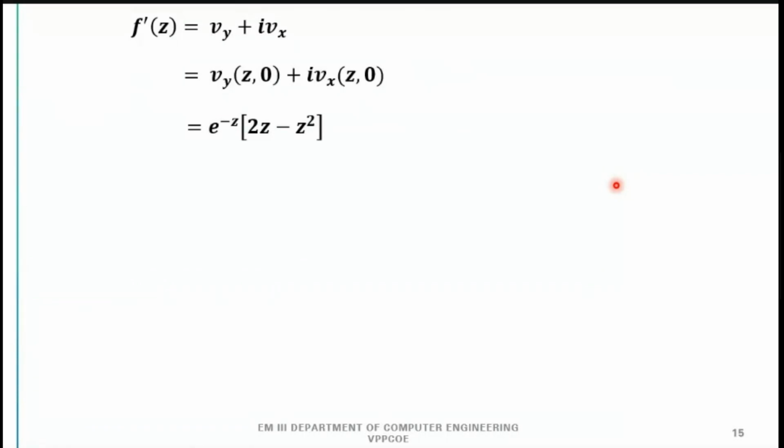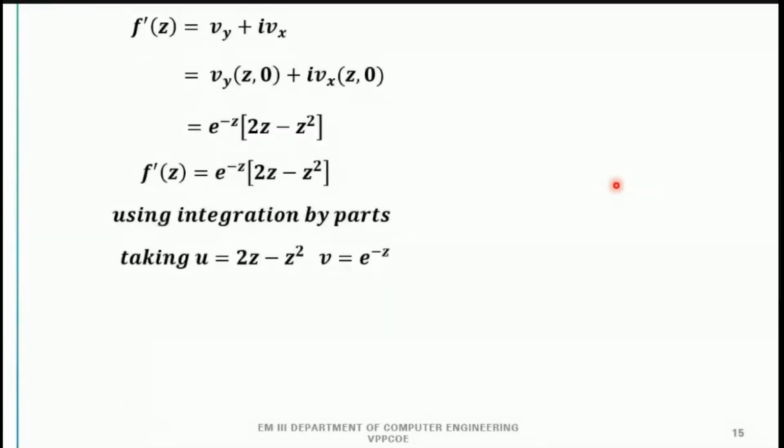Integration by parts, or the UV rule, we have done it directly without using the formula. This method is applied when we have an algebraic function. So here also we have 2z minus z square as an algebraic function, and e raised to minus z as an exponential function. So take this as u, this as v. Then how to do it? That day I told you, hope you remember.